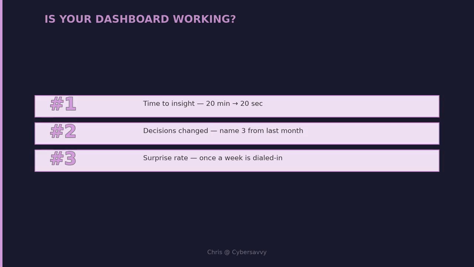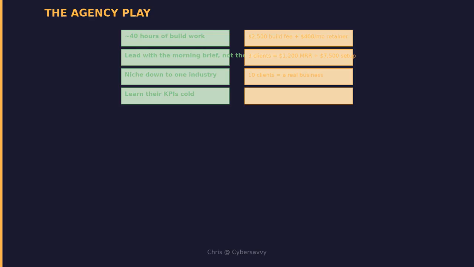Signal 2. Decisions changed. Track 3 decisions you have made in the last month based on the dashboard. If you cannot name 3, it is not earning its keep. Signal 3. Surprise rate. How often does the AI morning brief tell you something you did not already know? If the answer is never, your prompts are too generic. If the answer is once a week, you are dialed in. The goal is not a beautiful dashboard. The goal is a dashboard that changes what you do on Tuesday.